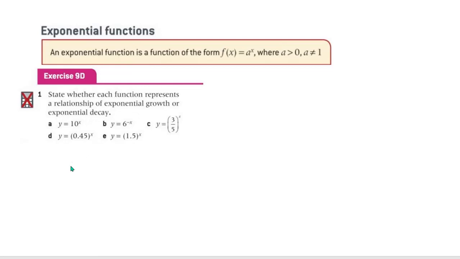Exponential growth is a process that increases the quantity over time, whereas exponential decay is the process that decreases the quantity over time. Let's say if this number is greater than 1, then it will increase over time. And if this number is less than 1, it will decrease over time.